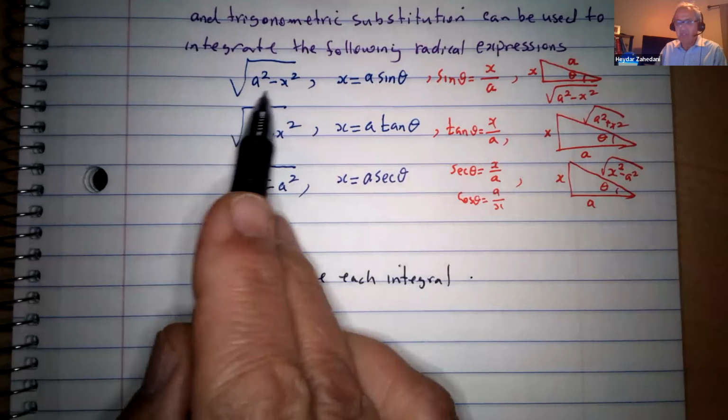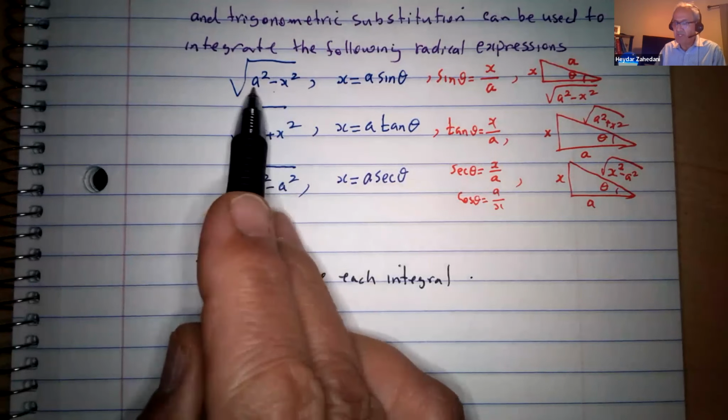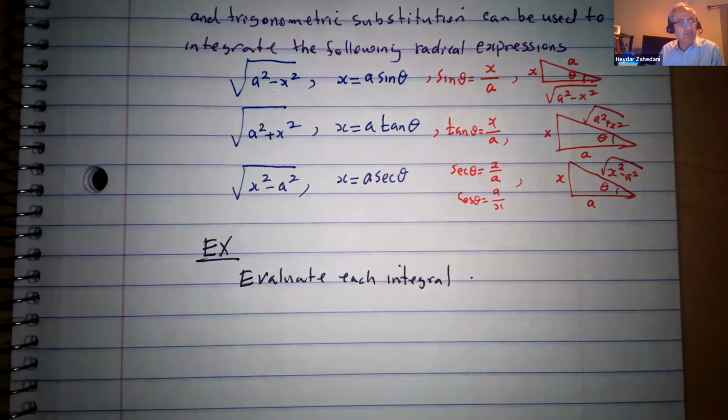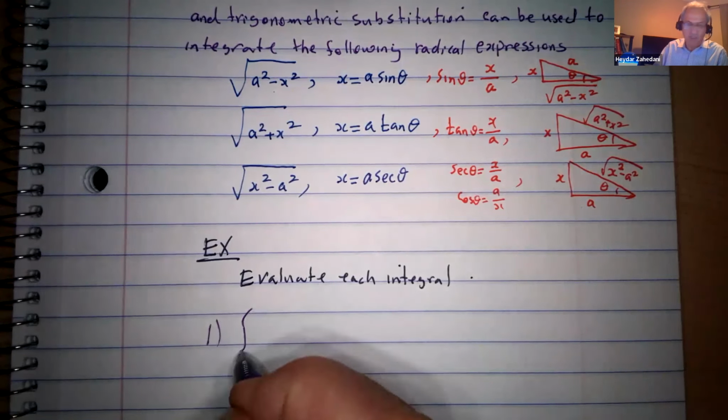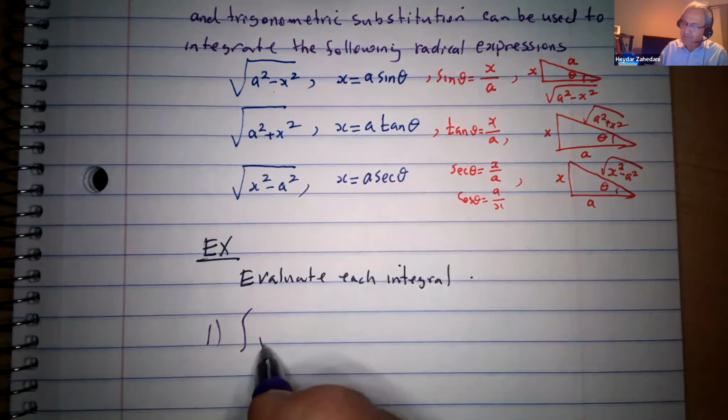Type 1 is this one. They're all the same. It's a squared. You have to give a number: 4 minus x squared, 9 minus x squared, 25 minus x squared. They're all going to be all the same. Okay, so the first one is very standard, the most popular one.